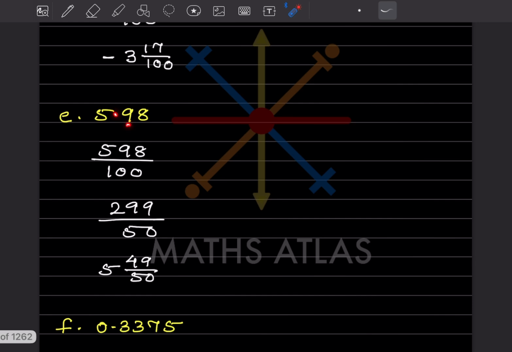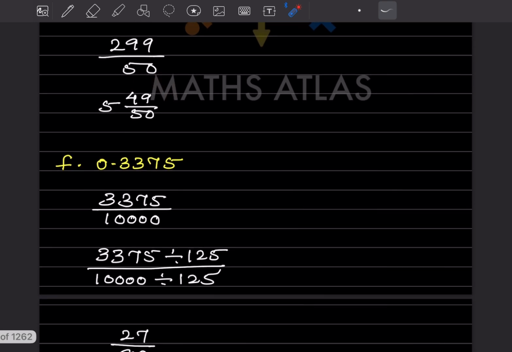Again here, 2 numbers means we are going to divide it by 100. Now this can be divided by 2 to make it to the lowest term, so this also will be divided by 2. So that will be 299 divided by 50. This is an improper fraction, so let us make it to a mixed fraction.